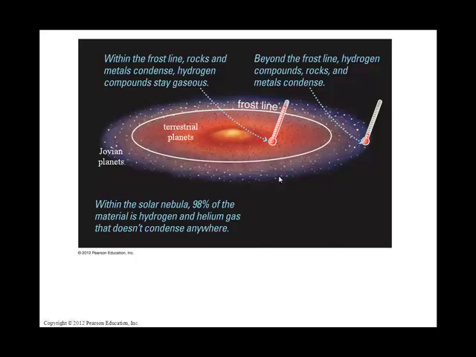Keep in mind that those things I mentioned, the metal, the rock, and the hydrogen-containing compounds, only make up 2% by weight of the original solar nebula. The remaining 98% by weight of the nebula is hydrogen and helium gas, and it's not going to condense anywhere.